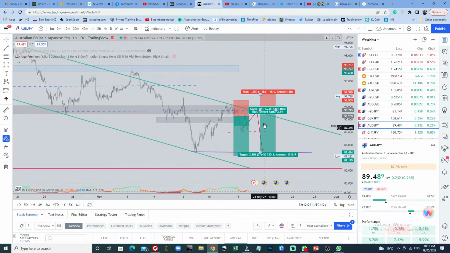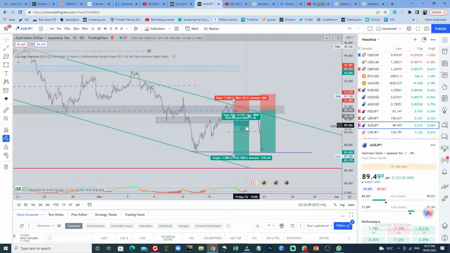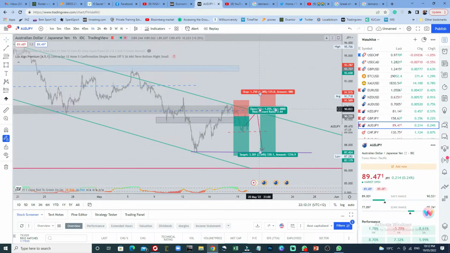So I'll just keep tracking it. I still expect the market is going to come here, pull back before it pushes to the downside. That's why I have this red marker here, but let's see what high is going to be. We'll keep tracking the market to see how it goes.